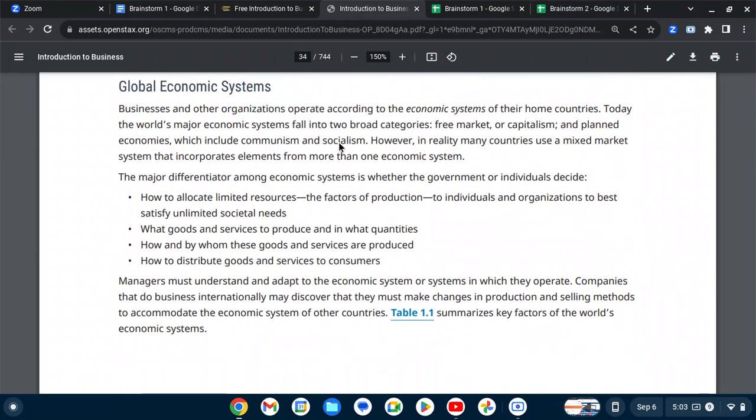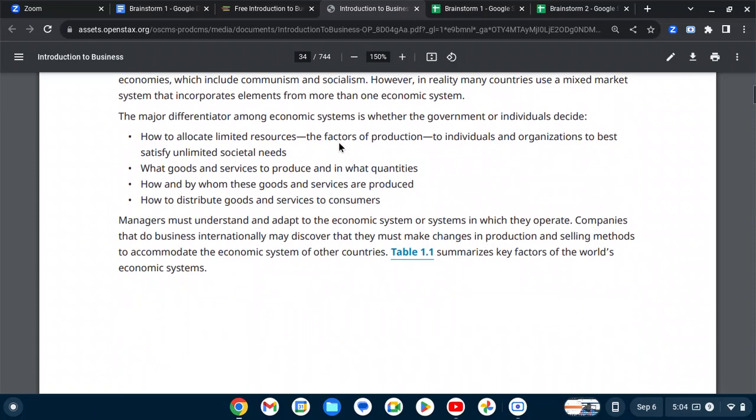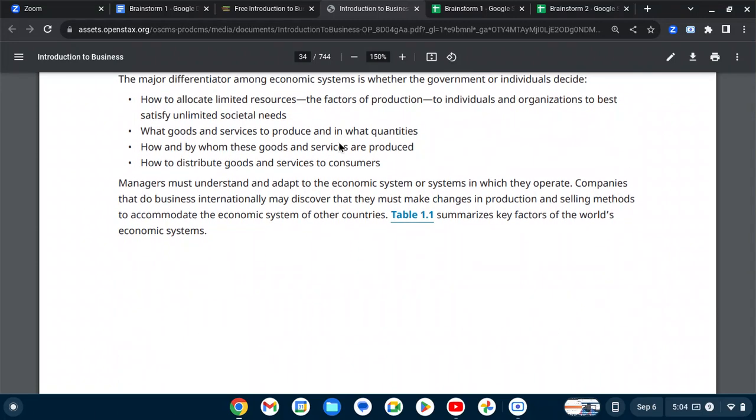Businesses and other organizations operate according to the economic systems of their home countries. Today, the world's major economic systems fall into two broad categories: free market or capitalism, and planned economies, which include communism and socialism. However, in reality, many countries use a mixed market system that incorporates elements from more than one economic system.